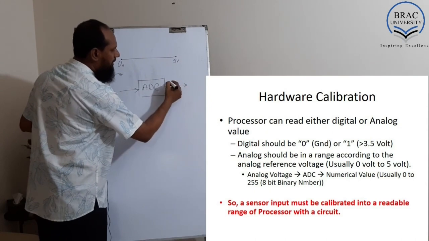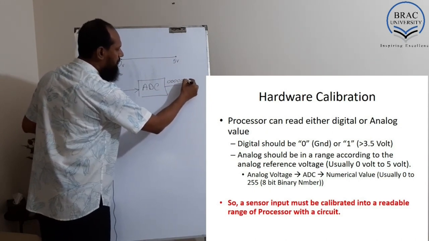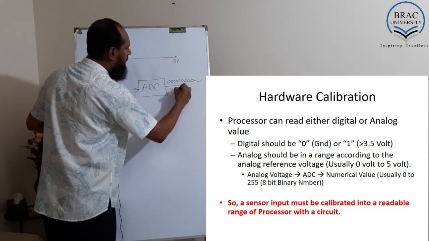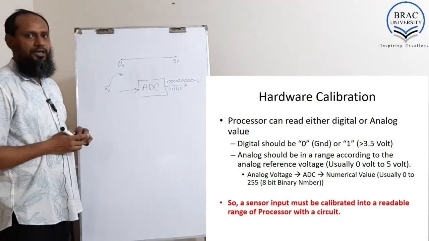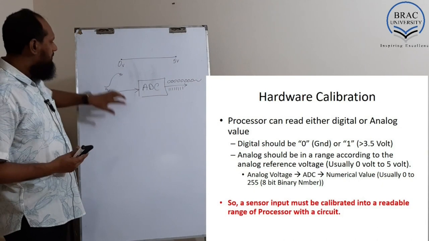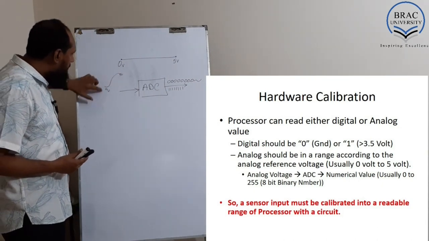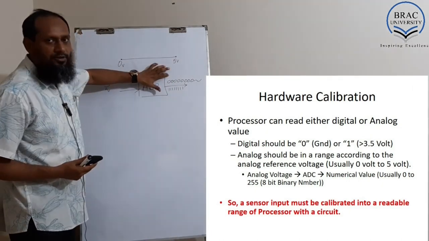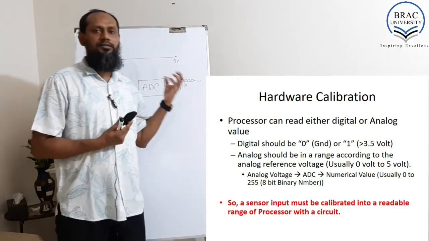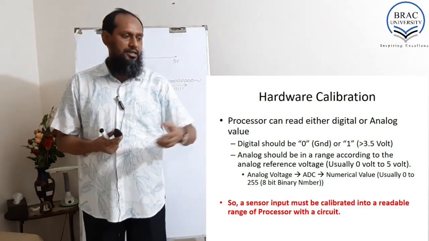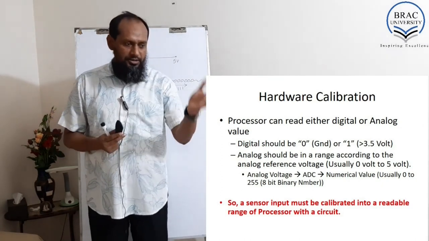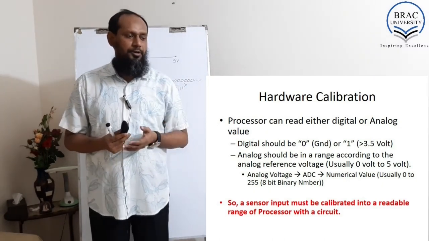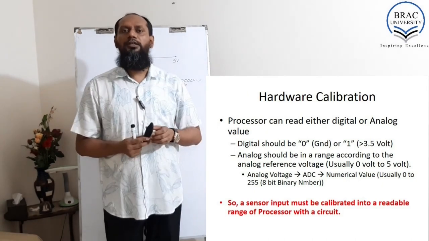If it generates an 8-bit number, that means 00000000 to 11111111, a value in between this range. So it will get the value in between this range and it will generate a binary number in between this range. That is what we call an analog sensor. The analog sensor will work like that. So the analog voltage goes to an ADC converter and it will generate a numerical value, usually 0 to 255 for an 8-bit binary number system. So that is the issue of a sensor.